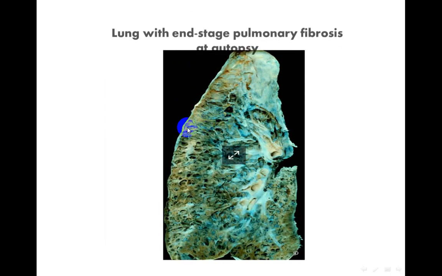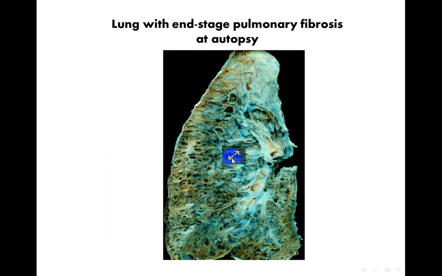This is at autopsy. The lung with end-stage pulmonary fibrosis at autopsy after death. This is showing the scarring and honeycombing, as I mentioned on X-ray, especially in the bases and in the periphery. And this is a scarring. This is an autopsy finding of the lung.